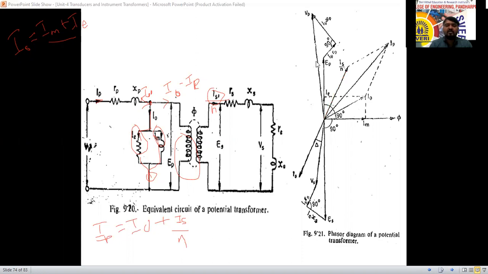So we'll start to draw the phasor diagram here now. First, I will take the magnetizing flux. I will take the reference here now. I will take this magnetizing flux as reference. So I will draw here, that is magnetizing flux, that is phi here now.